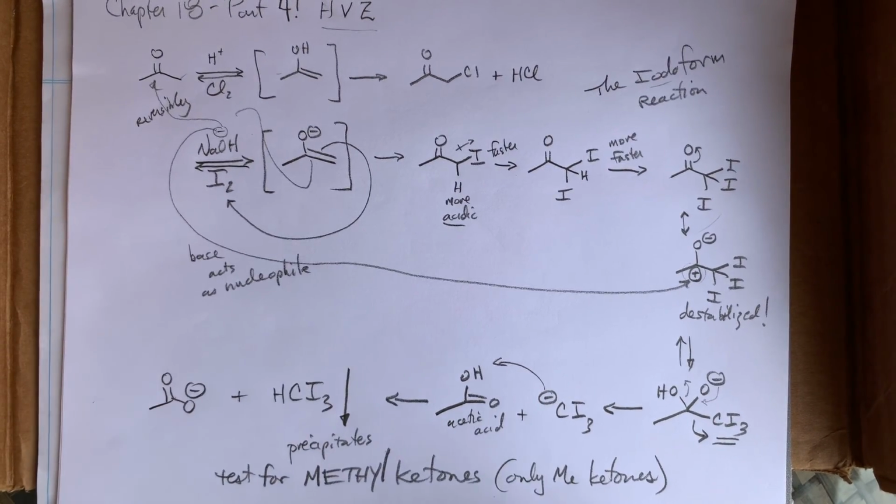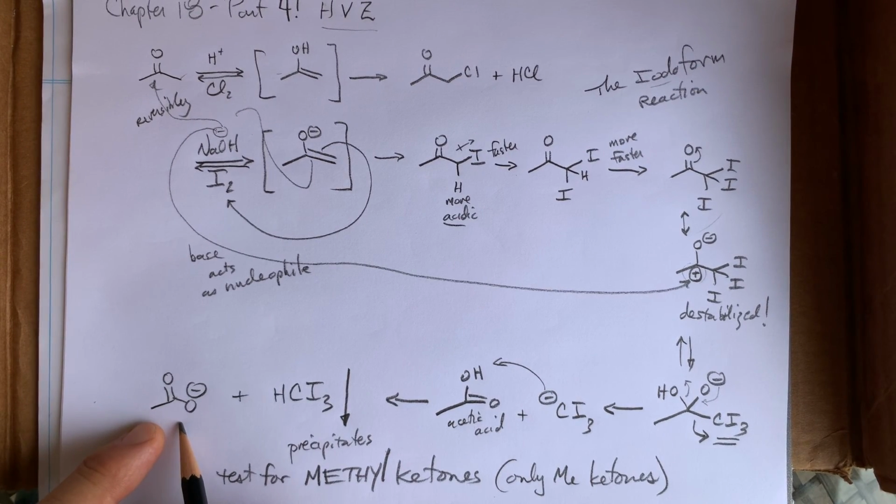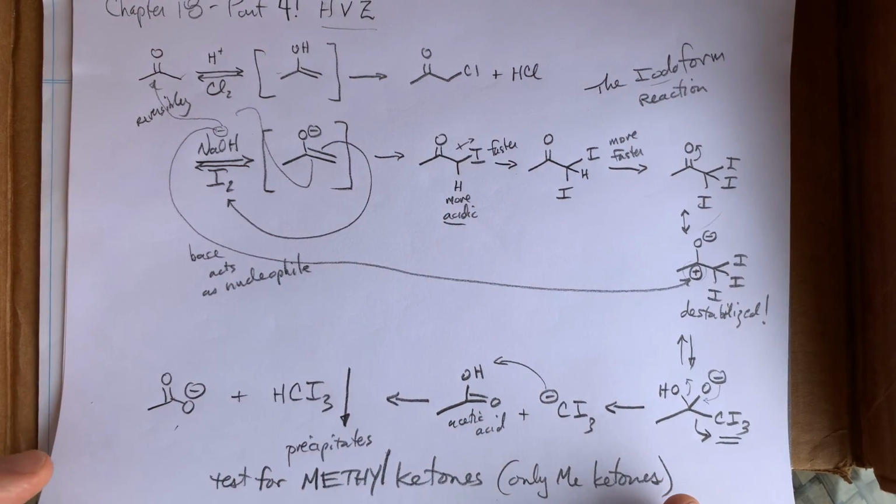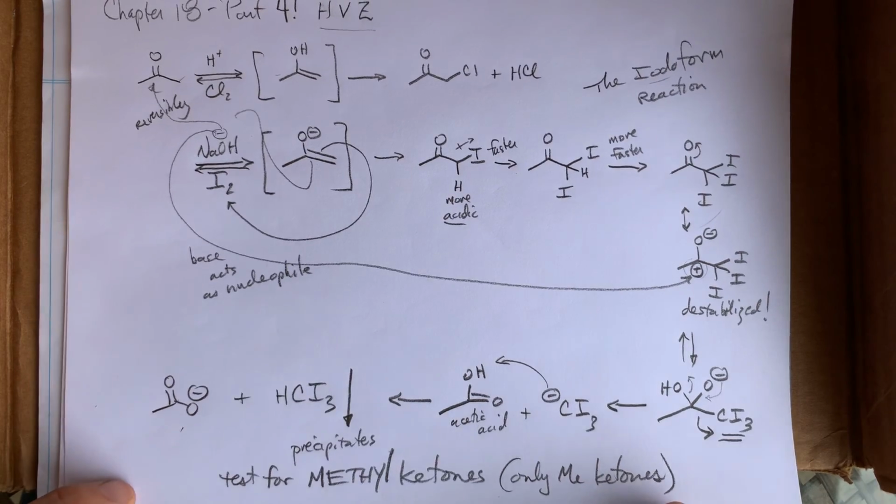Because only methyl ketones can get 3 halogens on there and become a leaving group. So if it was an ethyl ketone, you might get the diiodo. That does not act as a leaving group. So this is a test only for methyl ketones. It's also a way of taking a methyl ketone and turning it into a carboxylic acid. Okay, so there's different ways you can look at these reactions. So that works with chlorine and bromine and things like that.